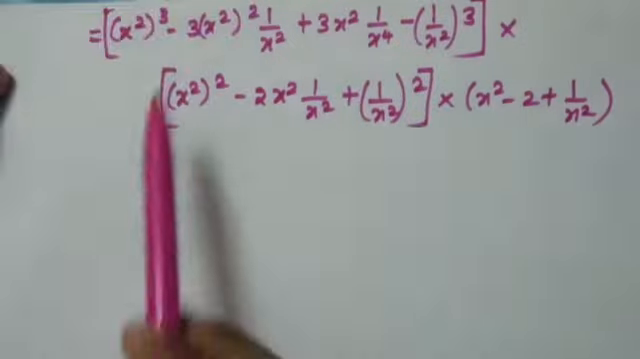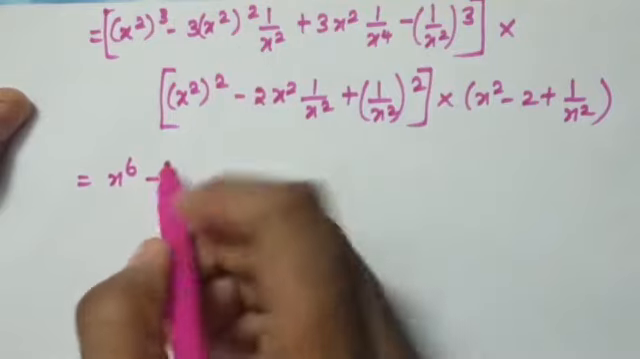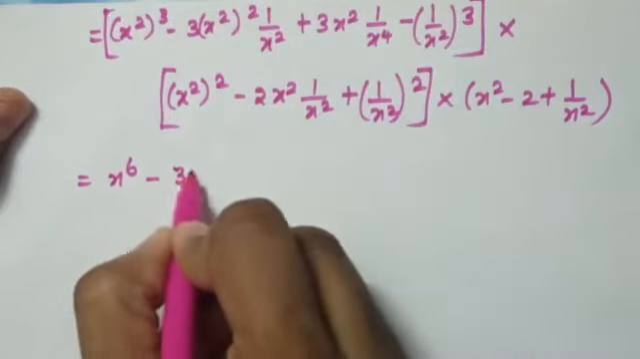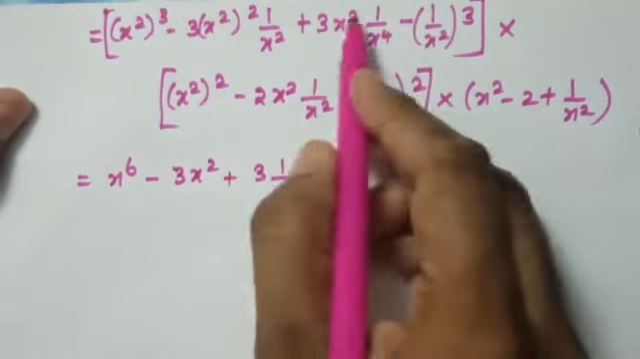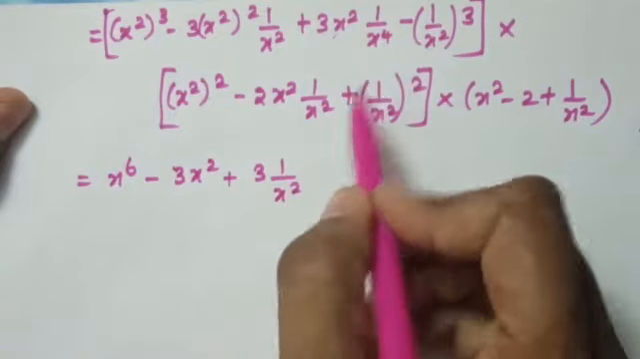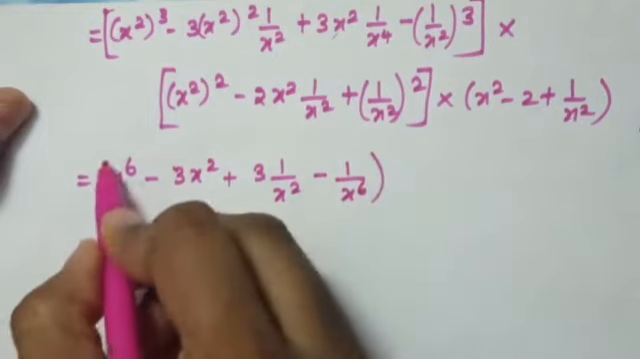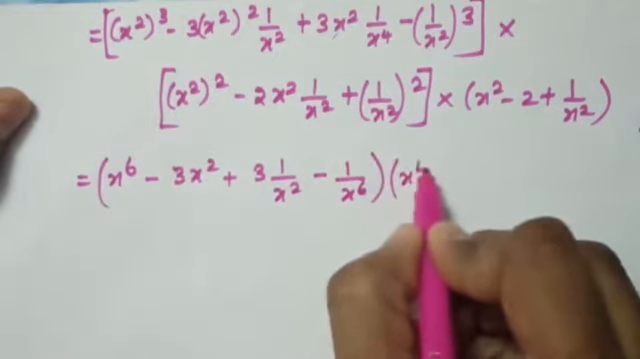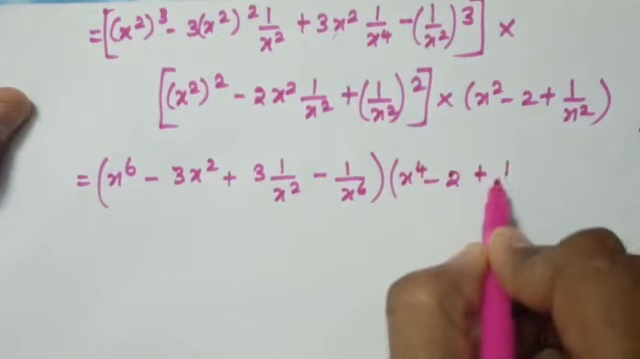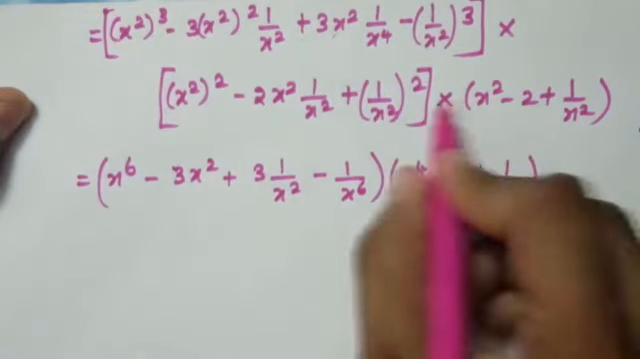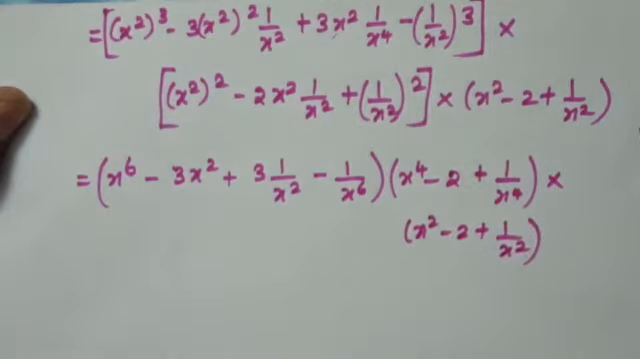So next we have to solve these terms. x squared the whole power cube is x power 6 minus 3x power 4 into 1 by x squared, which becomes 3x squared, and here you will get 3 into 1 by x squared. So x power 2 and x power 4 will cancel, so you will get 1 by x squared, minus 1 by x power 6. Here, into, if you solve this, you will get x power 4 minus x squared, and x squared and x squared will cancel, so you will get 2 plus 1 by x power 4 into this term. So here x squared minus 2 plus 1 by x squared will be as it is.